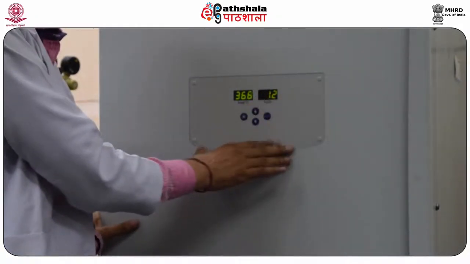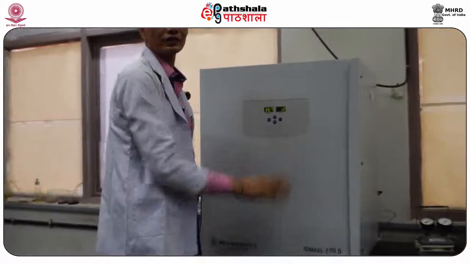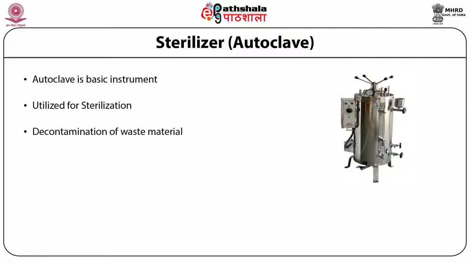So you cannot perform tissue culture without the help of a CO2 incubator. That's why it comes under the basic instruments required for animal cell culture technology. And sterilization is one of the important phenomena in animal cell culture technology, which is performed with the help of a basic instrument known as the autoclave, utilized for sterilization of many heat labile components of animal cell culture technology. It is also utilized to control the outbreak of any material through the procedure of decontamination. You can utilize the autoclave to decontaminate waste material to prevent contamination of your animal cell culture.